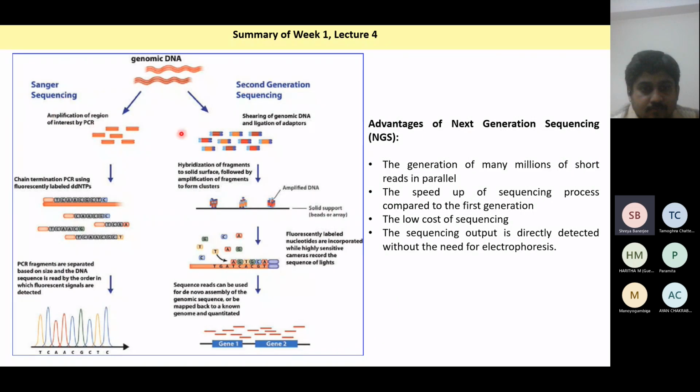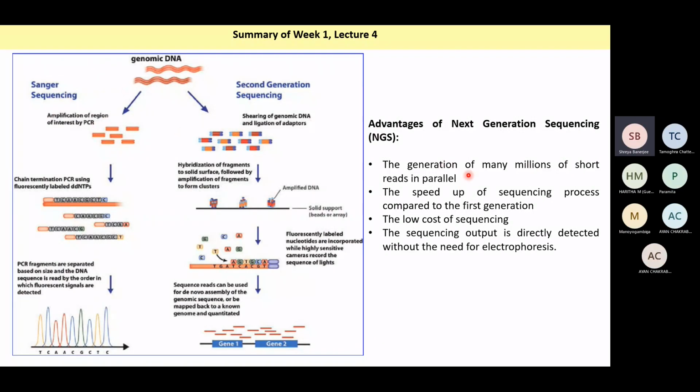But what is the difference between them? So basically, in next generation sequencing, millions of short DNA are read parallelly, while Sanger can only read a small portion of the DNA at a time. In next generation sequencing, you are fragmenting the whole DNA and reading it at the same time. The speed of the sequencing process is also much higher than Sanger sequencing. Basically, with improved software, the speed has increased a lot in next generation sequencing. The cost is also low.